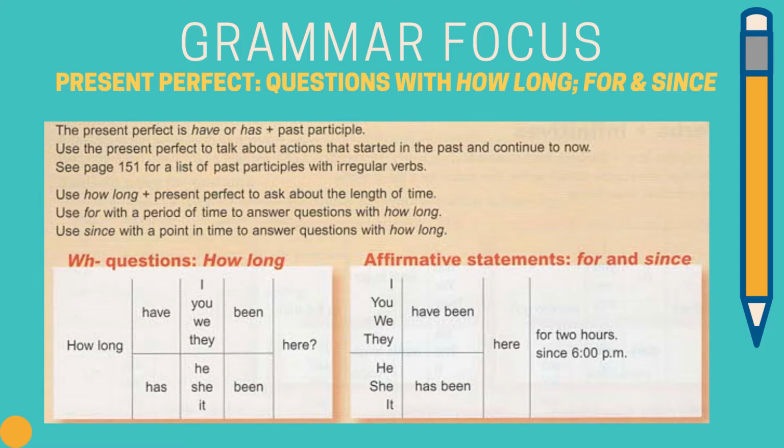You need to use how long with the present perfect to ask about a length of time. And then we use for with a period of time to answer with how long. Use since with a point in time to answer questions with how long. Again, we'll have some practice with this, and I think you'll understand even better. So let's first look at the question, how long?